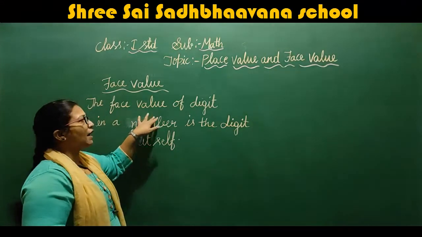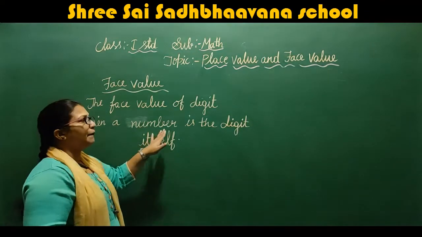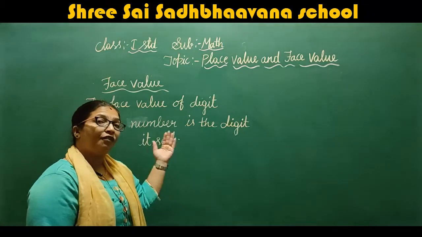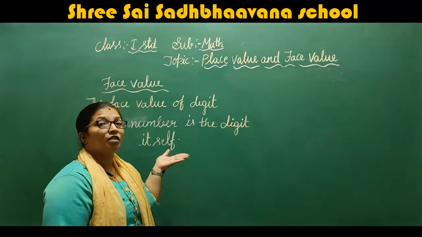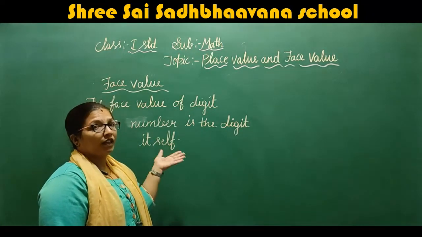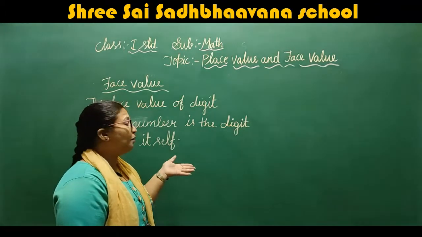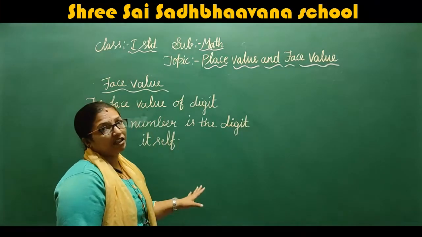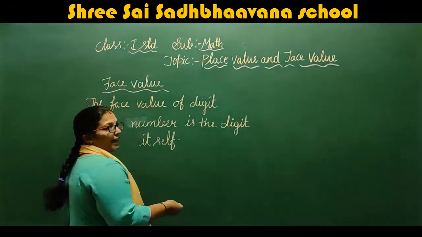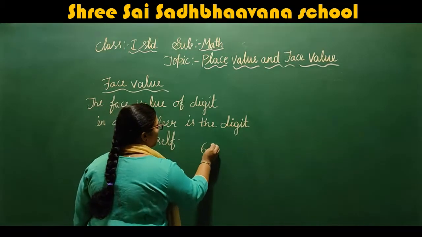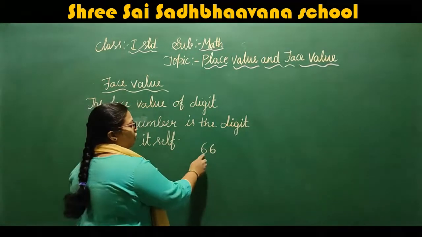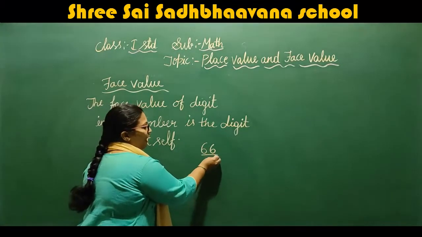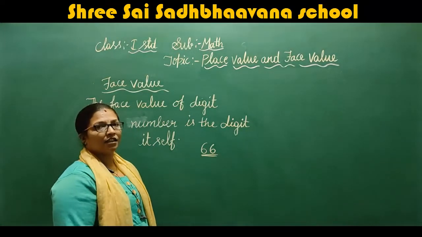See, the face value of a digit in a number is the digit itself. In place value, the value is decided by which position the digit is in. But here the value will be the same digit itself. Now I'll take 66. So 66, right children? What is the face value of 66?